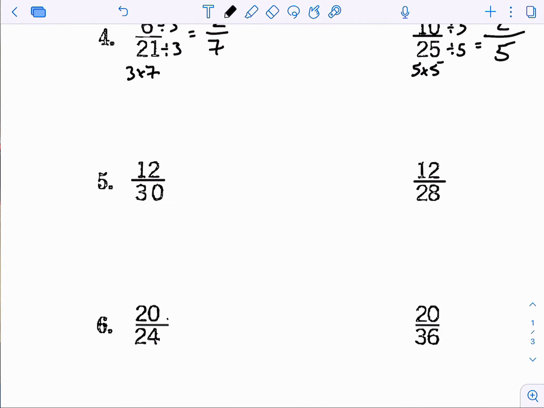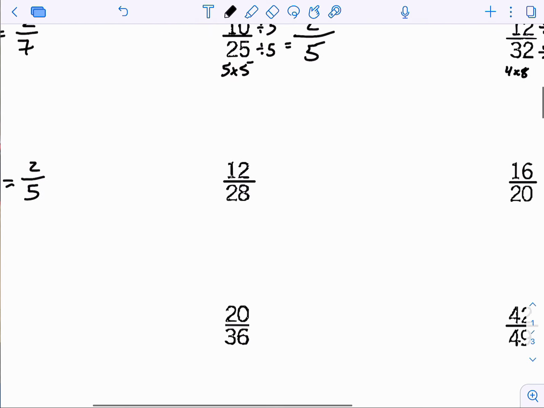12 and 30. So again, lots of factors for 12. To get 30, I usually think of 5 times 6. 6 goes into 12, so let's divide by 6. That's going to give me 2 over 5. Okay, 12 and 28. What do you get for 28? You get 14 times 2. 2 goes into 12. How about 4 and 7? Okay, which one of those go in here? 4 does, so let's divide by 4. Divide by 4 equals 3 over 7.